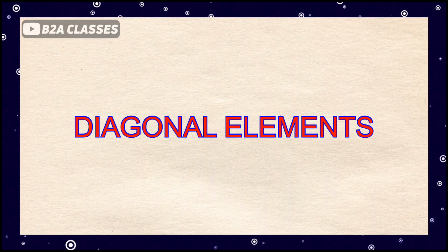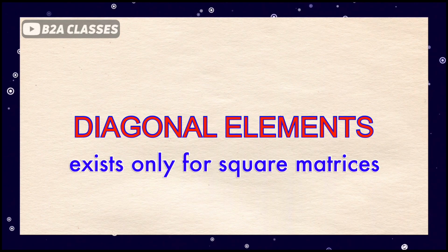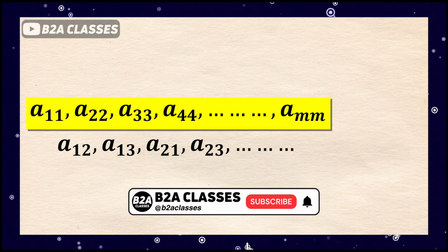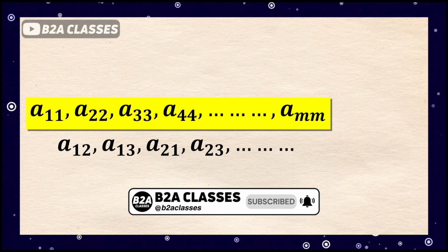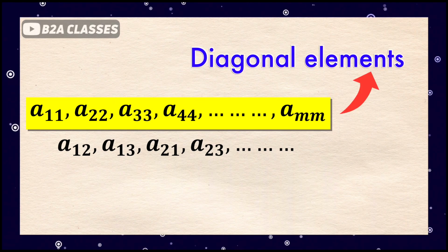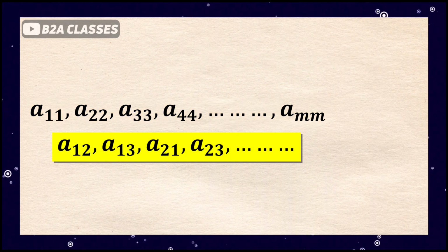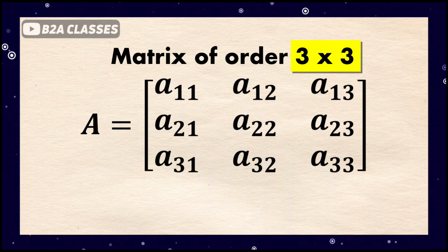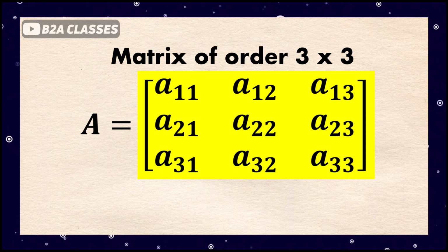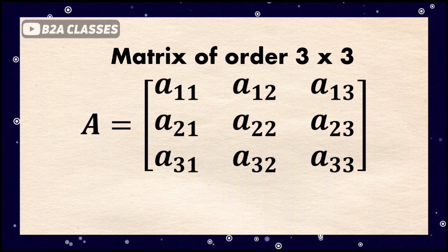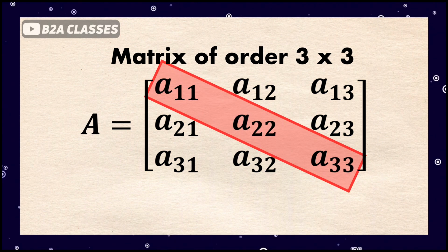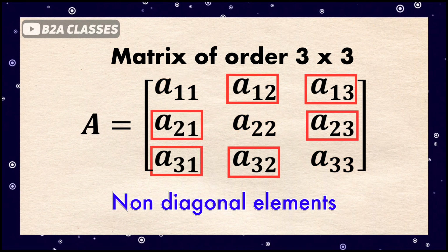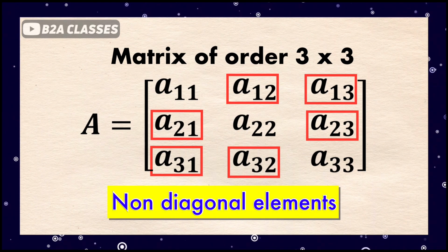Now we will understand what diagonal elements are. Diagonal elements exist only for square matrices. The elements A11, A22, A33 and so on up to Amm are collectively called diagonal elements, and the remaining elements are non-diagonal elements. Let's understand for a matrix of order 3 by 3. This is the general square matrix of order 3. You can see A11, A22, A33 form a diagonal. Therefore, these elements are called diagonal elements, and all the other elements are called non-diagonal elements.